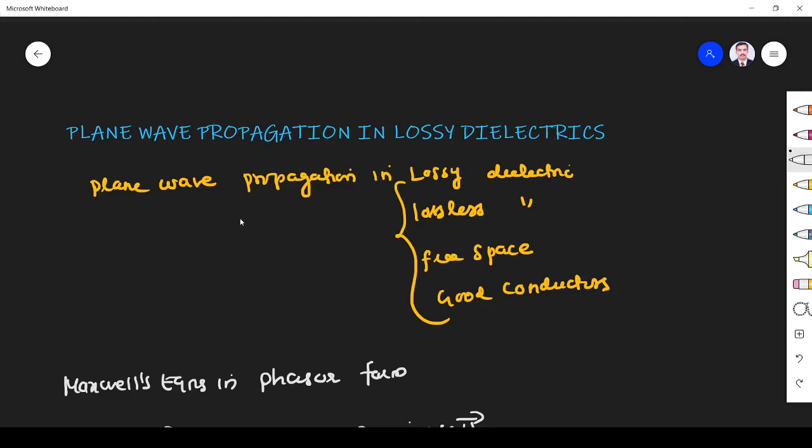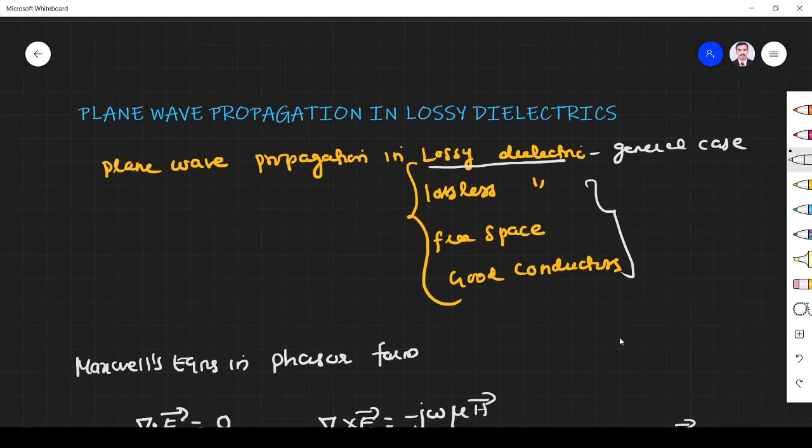So in this chapter we are going to study plane wave propagation in lossy dielectric, lossless dielectric, free space, and good conductors. But plane wave propagation in lossy dielectric is a general case. From this we can derive the equations for plane wave propagation in lossless, free space, and good conductors. So it is better to learn this first, then apply the conditions for each medium, and we can derive the equations. So let us start with plane wave propagation in lossy dielectric.